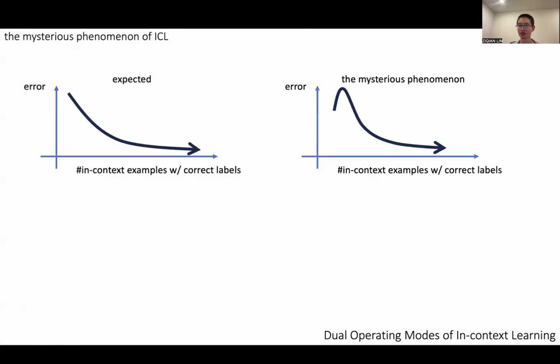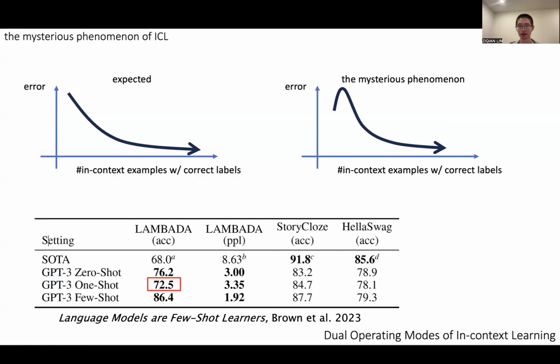However, some mysterious phenomena happen in the literature, where the error rate increases first and then decreases, although we use correct labels. This phenomenon was first introduced in the GPT-3 paper. They show that the one-shot accuracy is lower than the zero-shot and few-shot. So the question is, what happens here? Why do we observe this weird phenomenon?